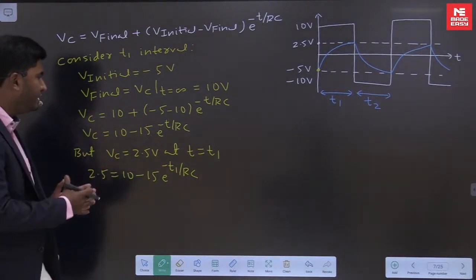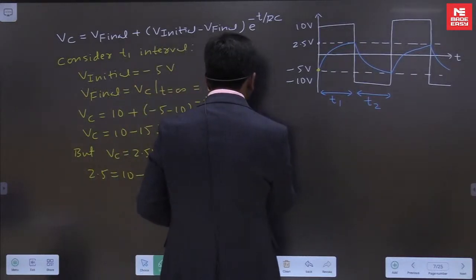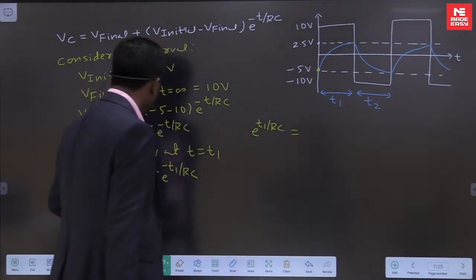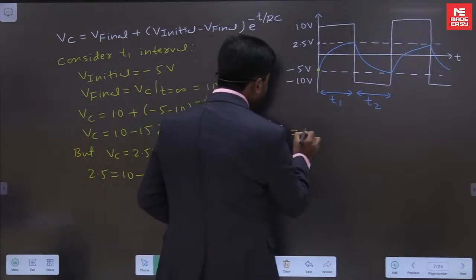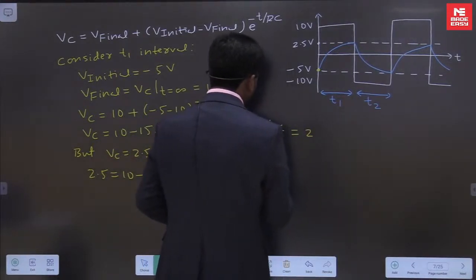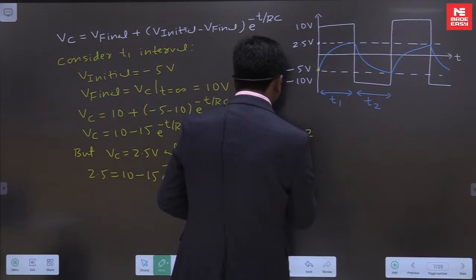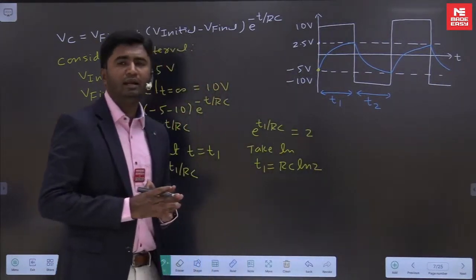Now solve this and try to find out t1. If you rearrange, you will get e power t1 by RC is equal to 2. Then take natural log on both the sides, take ln. I will get t1 equal to RC into ln2.